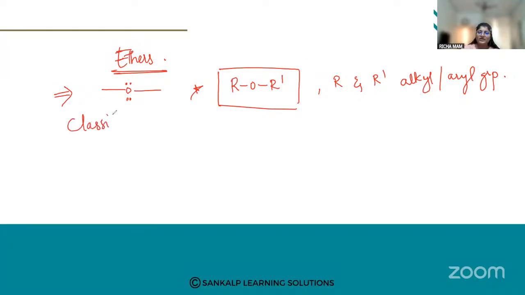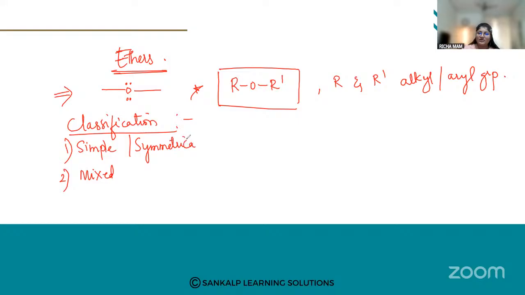So how can we do the further classification of ethers, students? Ethers are classified as simple or mixed. Simple, also called symmetrical ethers, and mixed, also called unsymmetrical ethers. What do you mean by simple? Simple means both the alkyl groups are the same.